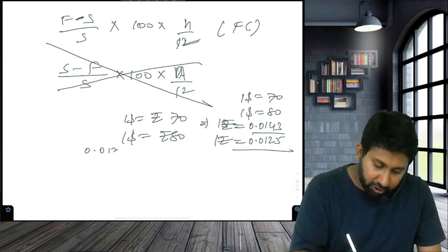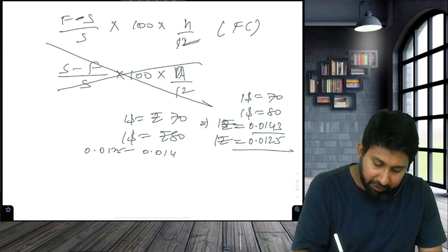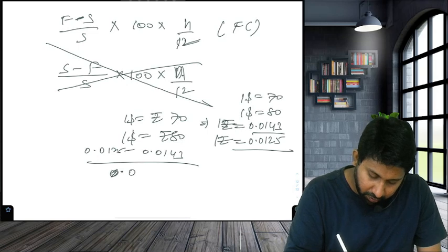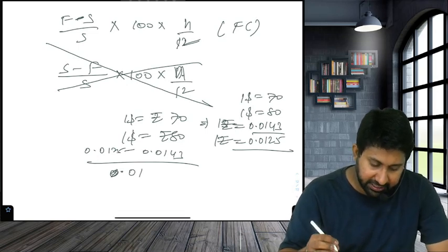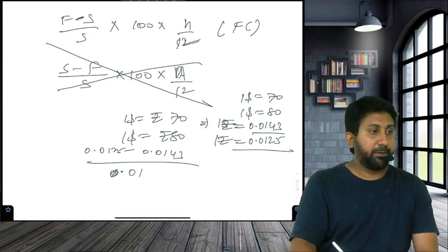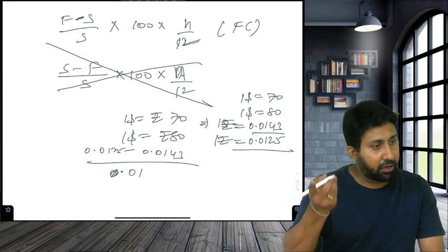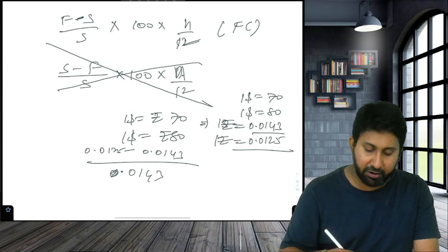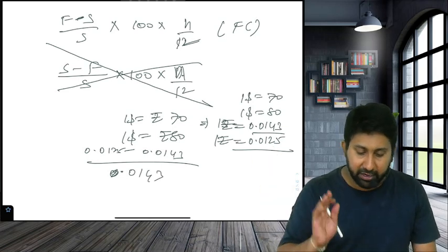So 0.0125 minus 0.0143 divided by 0.0143, that is S minus F by S. Or sometimes they will also take F in the denominator and calculate. So you take the difference into 100 and you will get a number.